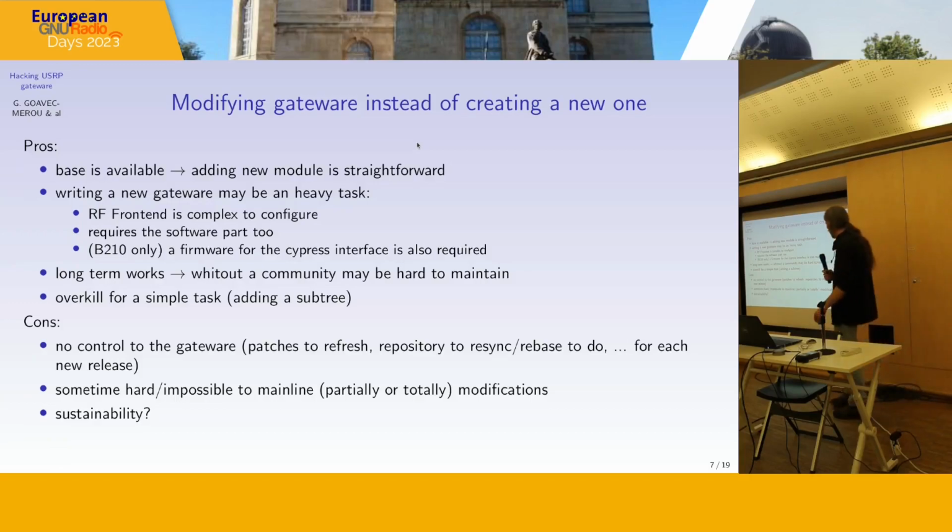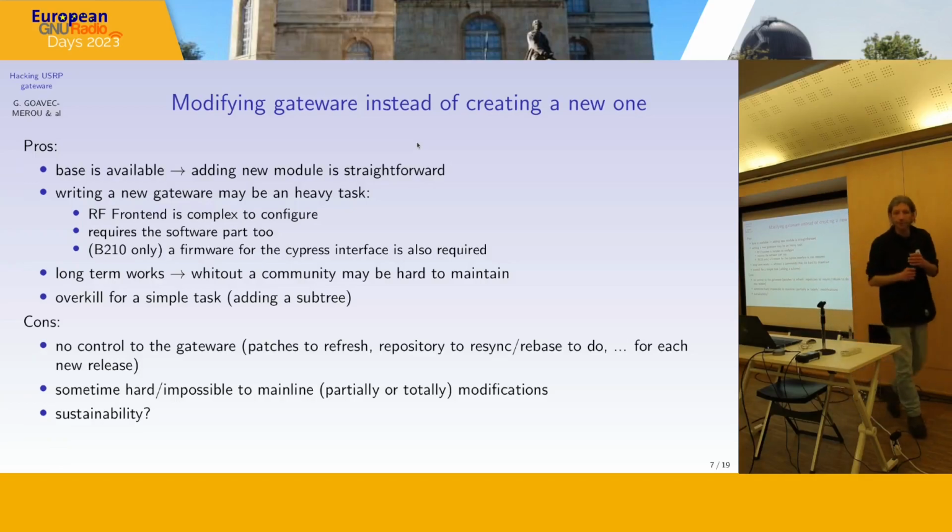Okay. So, of course, it's always possible to try to mainline everything or a part of your modification, but it's not always possible. If it's a really specific thing for a specific project, I'm not sure Ettus will be happy to integrate this. I don't know, maybe, why not?